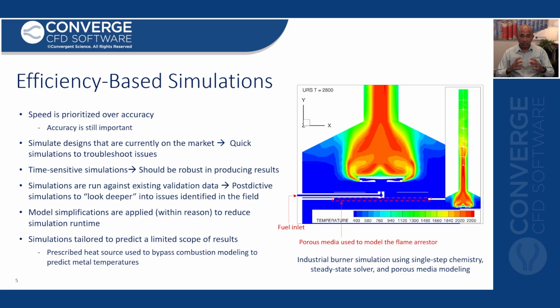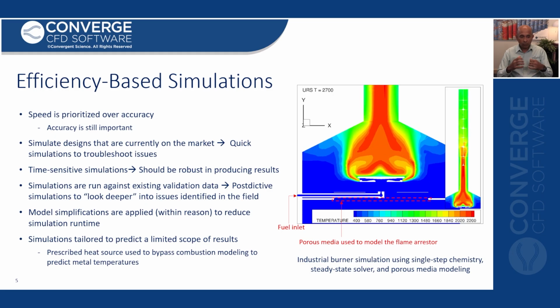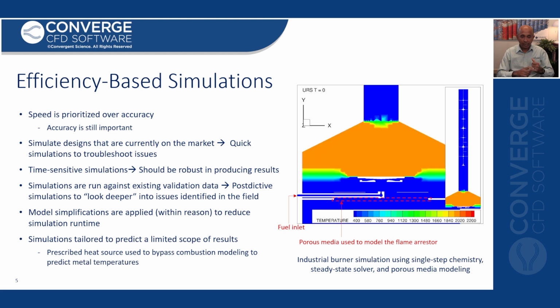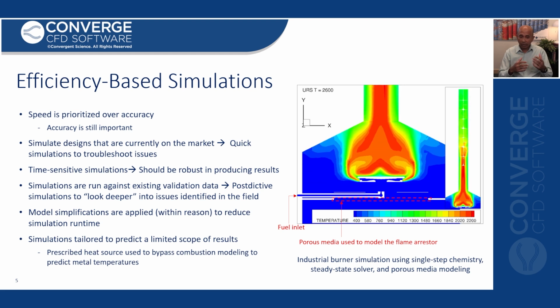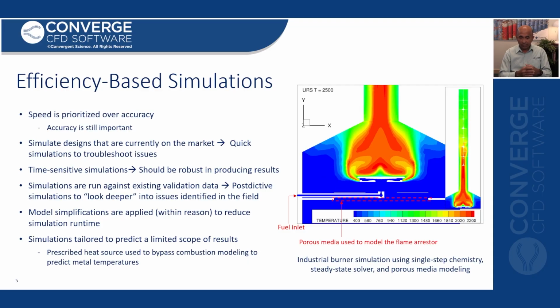Oftentimes, rather than coming up with new designs here, you're trying to look at a post-predictive simulation, where you are looking deeper to understand why this issue came up and why this design is failing. Model simplifications are applied within reason to reduce simulation runtime, because if you want to run things faster, certain smart assumptions and simplifications need to be made, and that's very important.